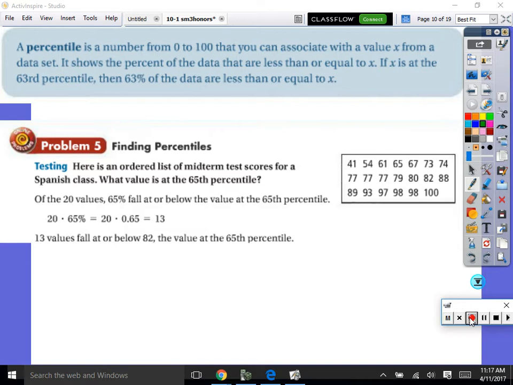Percentile. You might want to write this word down. So a percentile is a number from 0 to 100 that you can associate with a value x from a data set. It shows the percent of the data that are less than or equal to x. If x is at the 63rd percentile, then that means that 63% of the data are less than or equal to x.